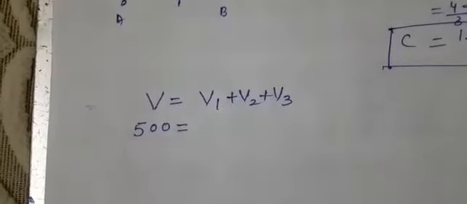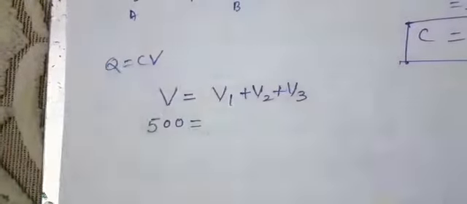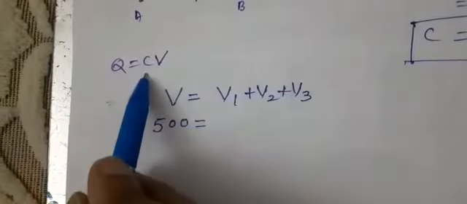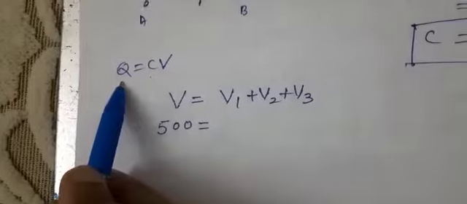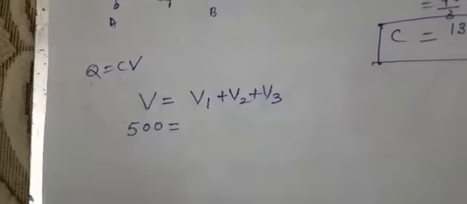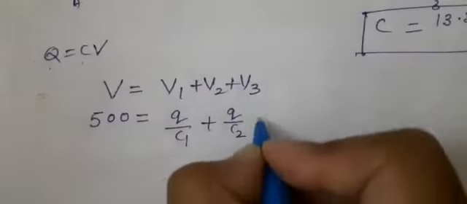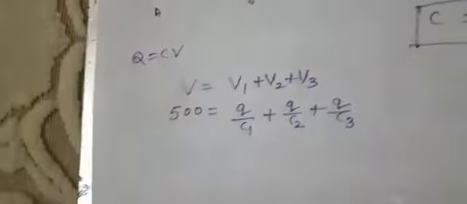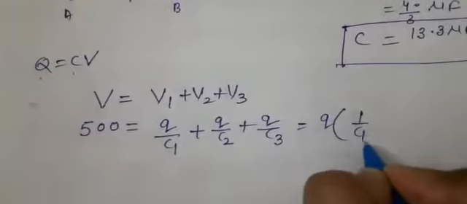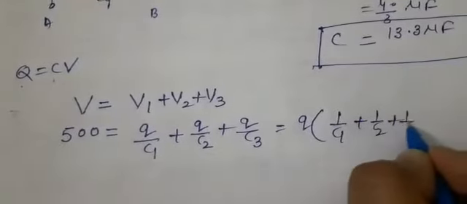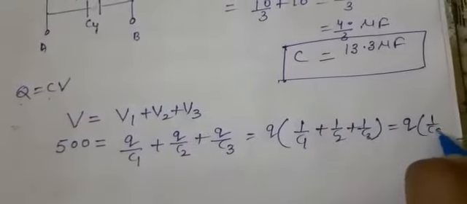Now V1, the potential drop across C1: what is the general formula of charge with capacitance? Q equal to CV. Charge on each of C1, C2 and C3 is Q, and capacitance is also given. So Q upon C1 plus Q upon C2 plus Q upon C3. Now you can also take it as Q times 1 by C1 plus 1 by C2 plus 1 by C3, which from the very first step is 1 by CS.